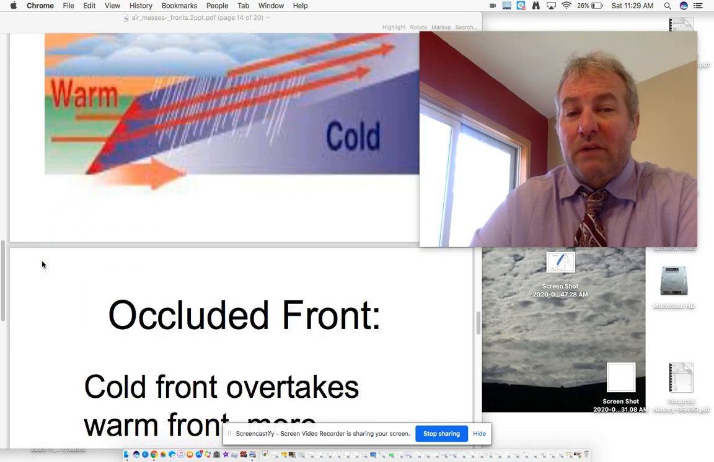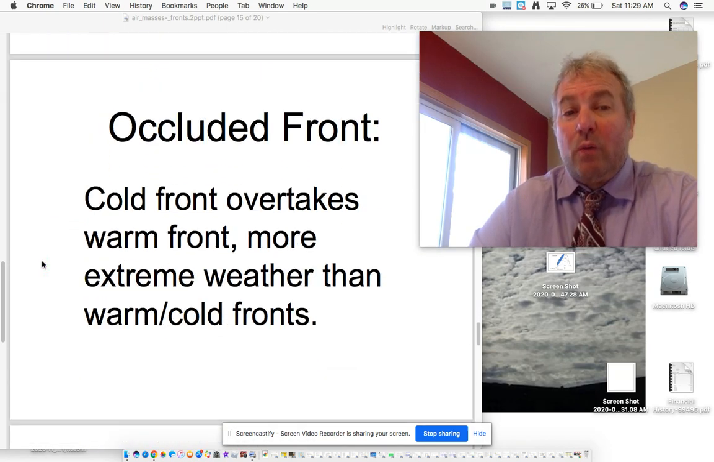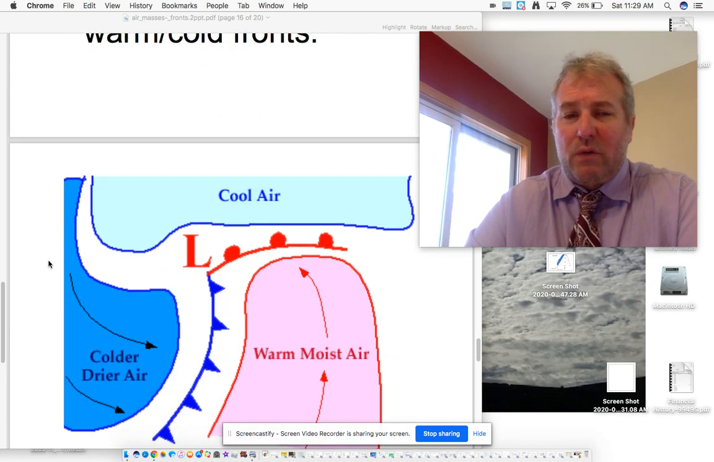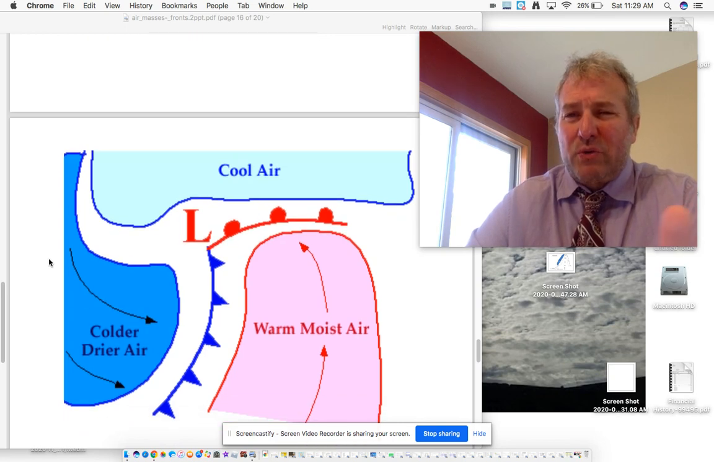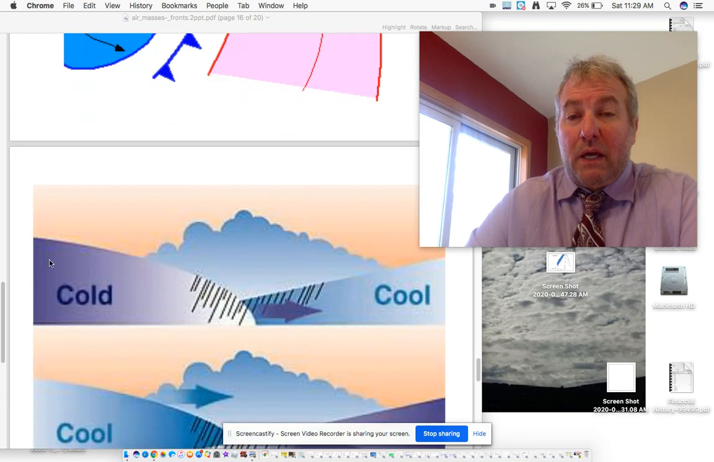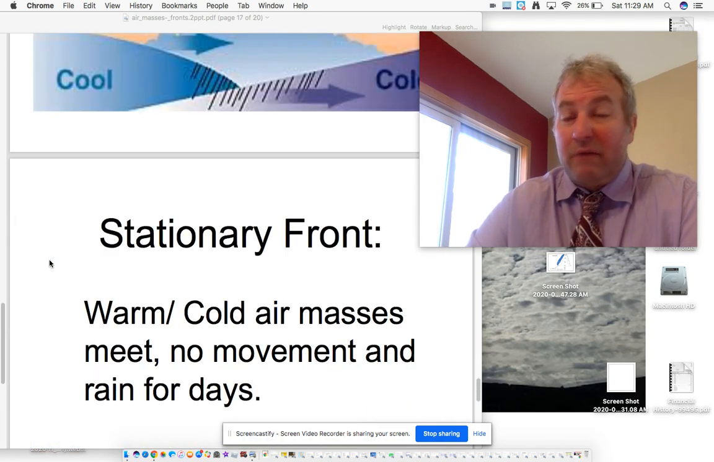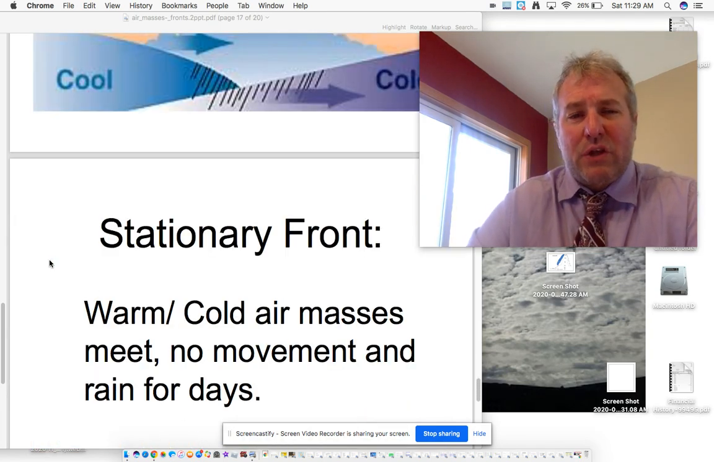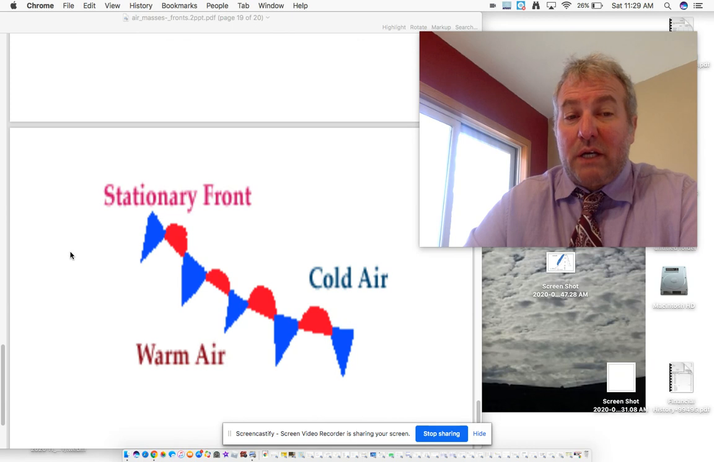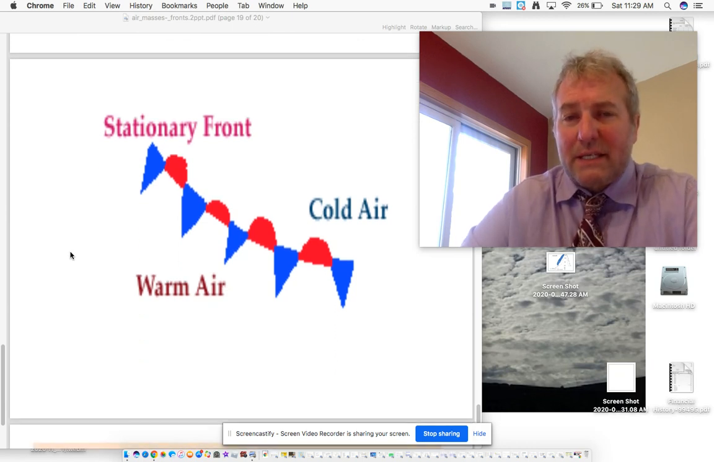There are a couple of other special types of fronts. One of those is called an occluded front. An occluded front is when a cold front catches up to a warm front. A lot of times our most extreme weather can occur at occluded fronts. And finally, if both of the air masses come in contact with each other and there's not very much movement, a stationary front takes place, and those air masses just stay in the exact same place.